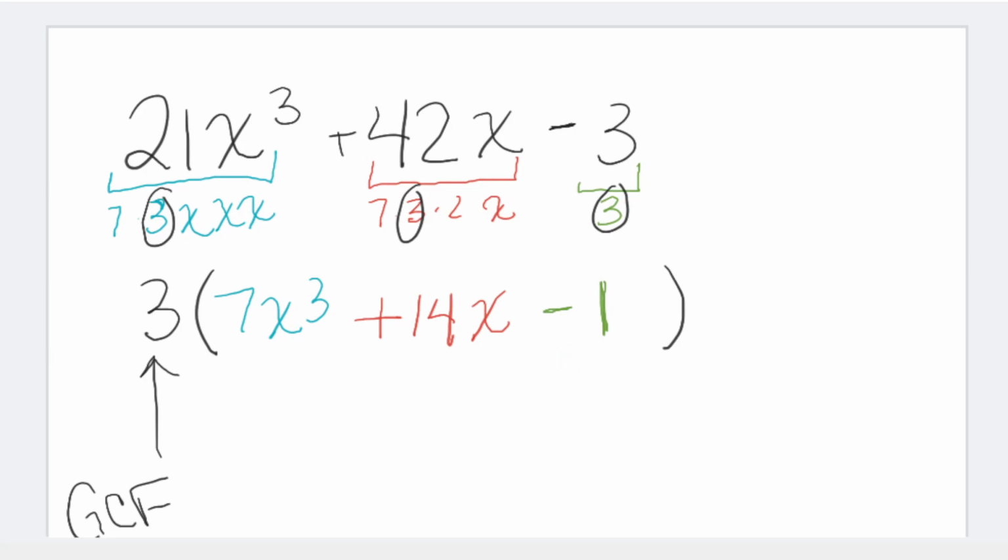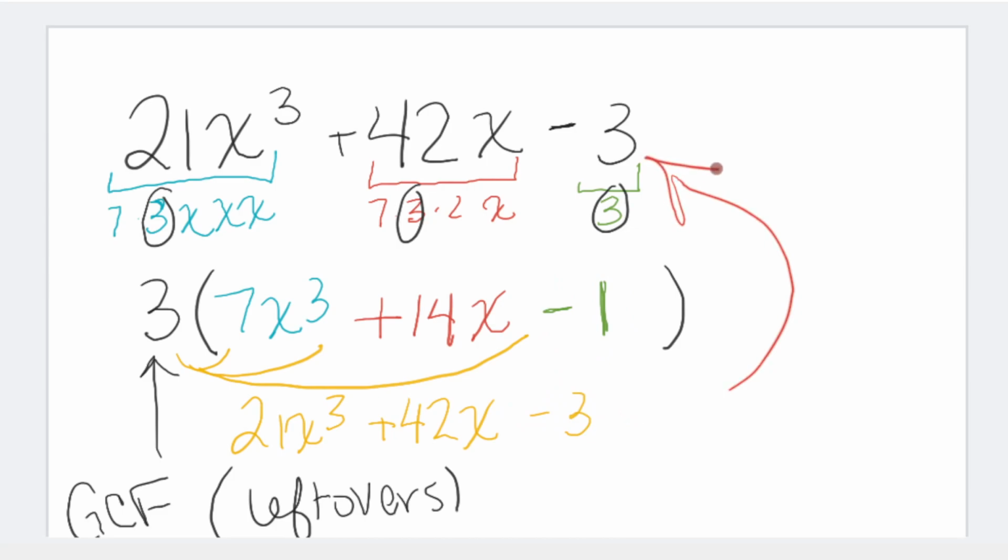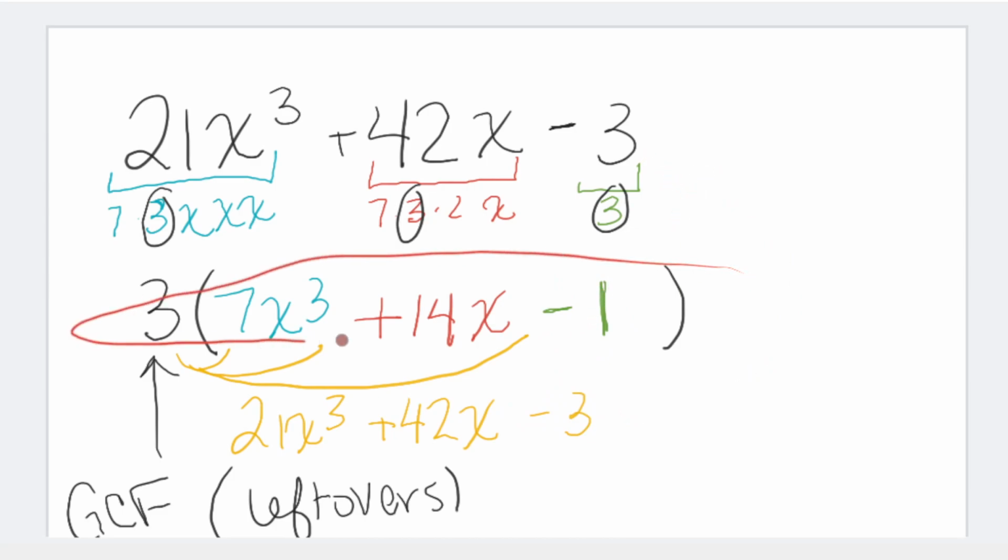If we have successfully factored out the GCF, you should have an expression that looks like the GCF times the leftovers, like that. And what you can do is actually distribute your GCF and go back to the original terms. So 3 times 7x cubed is 21x cubed. 3 times 14x is 42x. And 3 times negative 1 is negative 3. If I hadn't put that placeholder there, this negative 3 wouldn't exist and I wouldn't go back to my original term. So this is now the factored form.